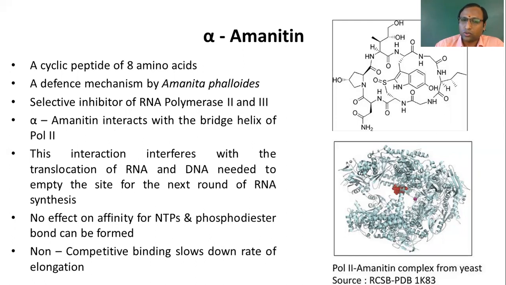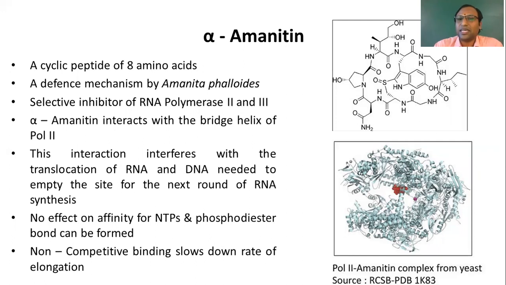So in the eukaryotes, in some places, if we are using the alpha amanitin, then what happens? They are selective inhibitors of RNA polymerase 2 and RNA polymerase 3. So this alpha amanitin interacts with the bridge helix of polymerase 2. Structure-wise, it is a little bit different. In that, the bridge structure they form, so then only they can be active. So that structure is being broken down, or you can say it is being deformed almost.